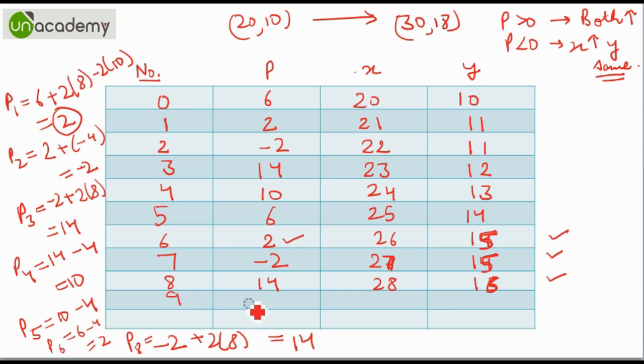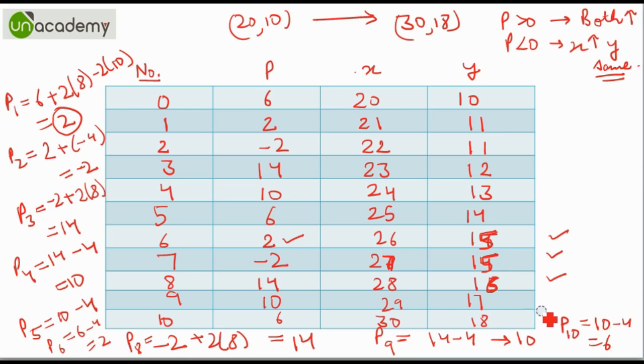Again, in the 9th iteration, we take the previous value, 14 minus 4, that is 10, positive, so we will increment both. In the final decision parameter, we will have 10 minus 4, that is 6. That is a positive value, so we reach the endpoint 30, 18. So we have completed the iteration part.